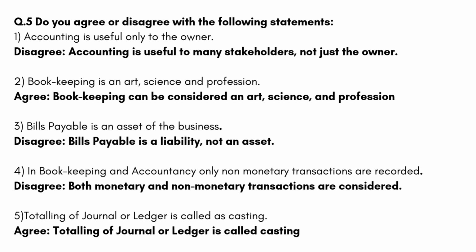4. In bookkeeping and accountancy, only non-monetary transactions are recorded. Disagree. Both monetary and non-monetary transactions are considered. 5. Totaling of journal or ledger is called casting. Agree. Totaling of journal or ledger is called casting.